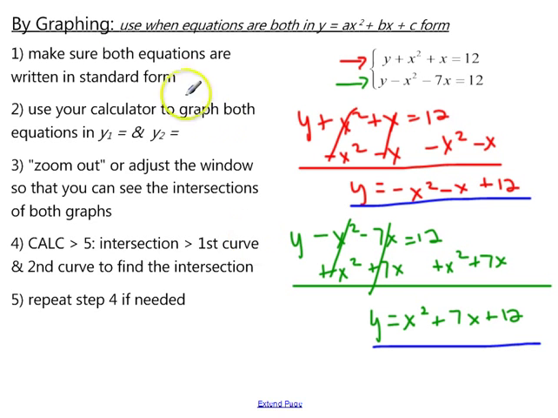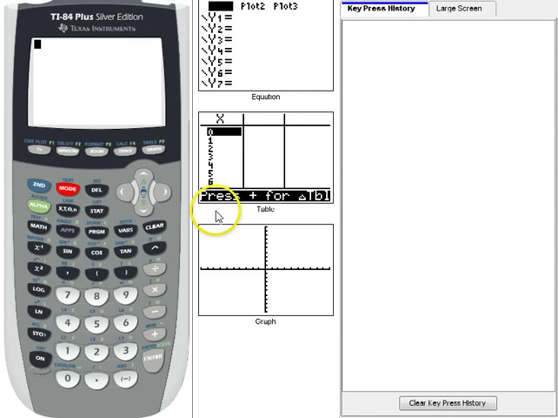I want you to go ahead and pause, write down steps 2 through 5 because this is calculator work and we're actually going to move over to the calculator. So after you write down these steps, come back and join me and then we'll work this out on the calculator.